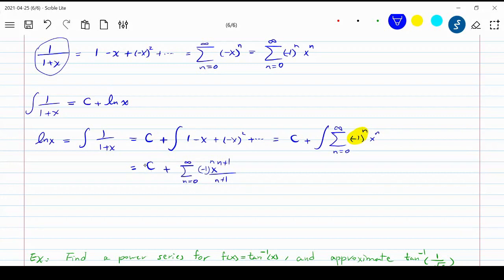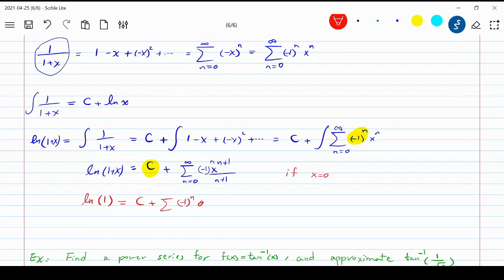Okay, you can ask yourself, how can I find out what is this constant c? You can check that this is the same as ln of 1 plus x. That's what I want. If they are the same, if x is 0, then they should give you the same value. What if x is 0? What do we get? We get ln 1 equals some constant plus summation of negative 1 to the n, 0 to the n plus 1, divided by n plus 1.